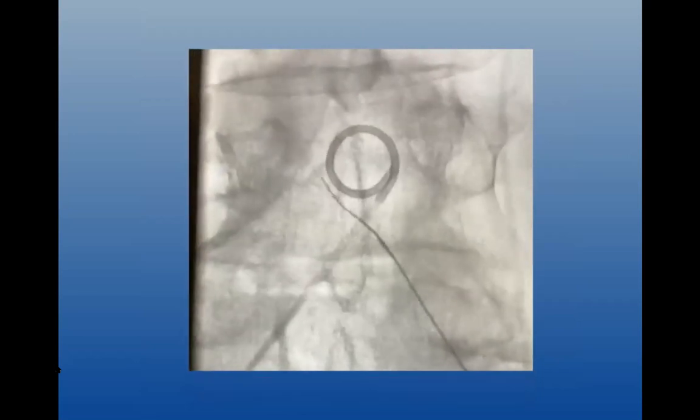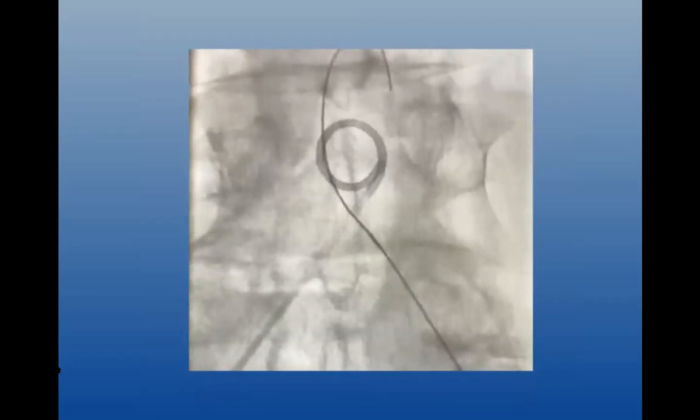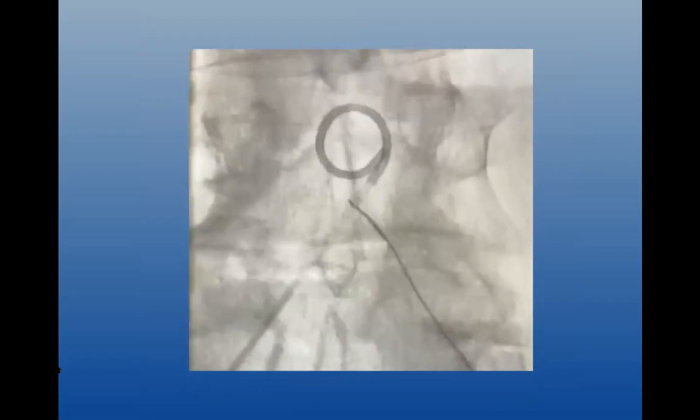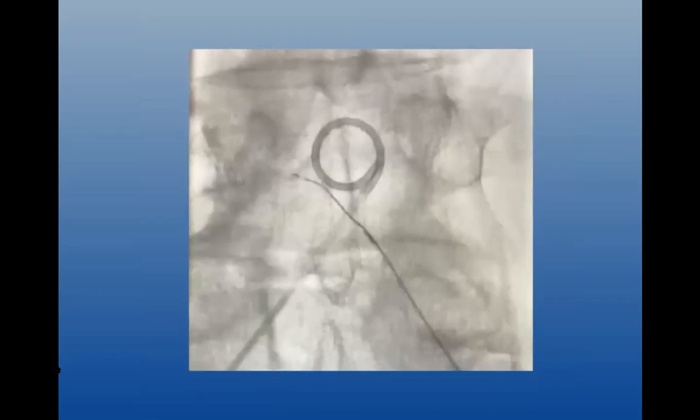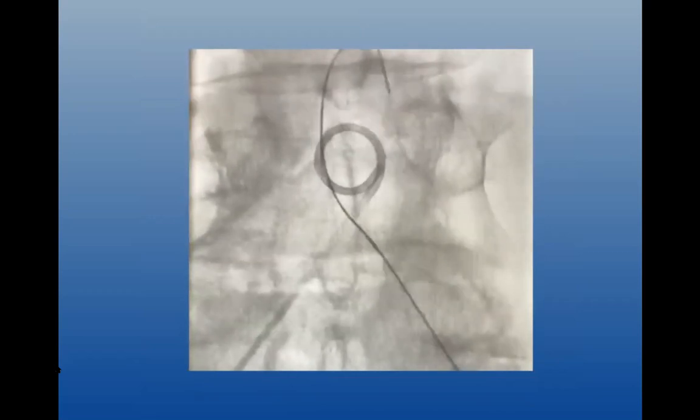It's similar to recanalizing a common bile duct or an occluded vein. And so a lot of the skills you use for other parts of the body or different areas really apply for arterial disease as well. And the feel is similar.